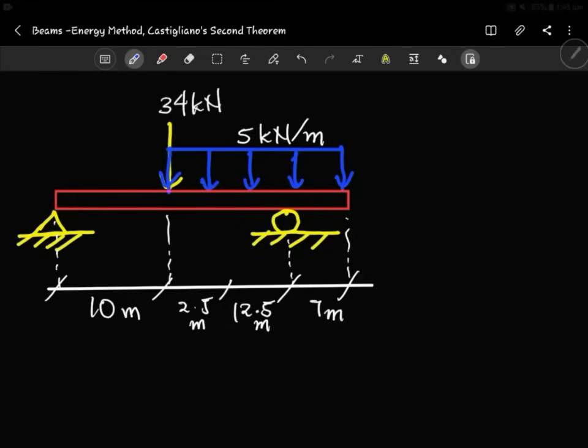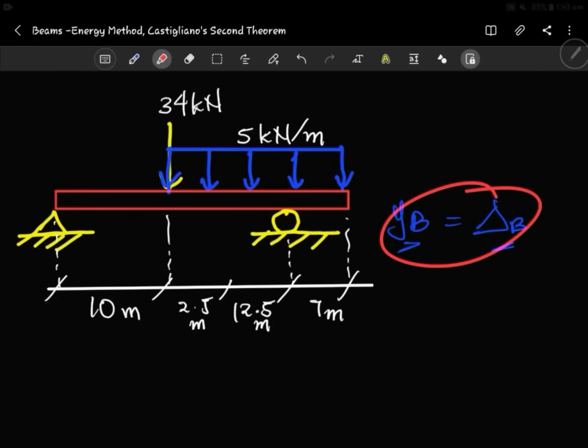Here we have a beam, right? It's an overhang beam, and we are trying to find the deflection. Deflection, which we usually write this way at the point B, right? But there's a new notation when it comes to this energy method or Castigliano's second theorem method, which we write this way. So if you don't see this and you see this, they are the same thing. These two are the same.